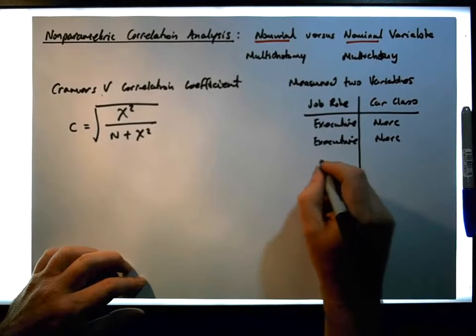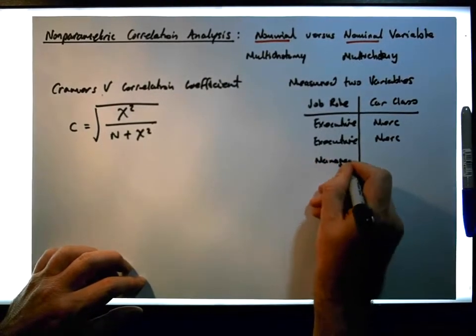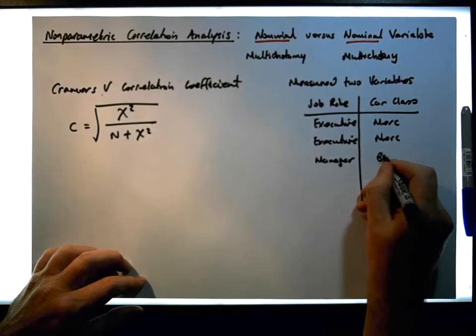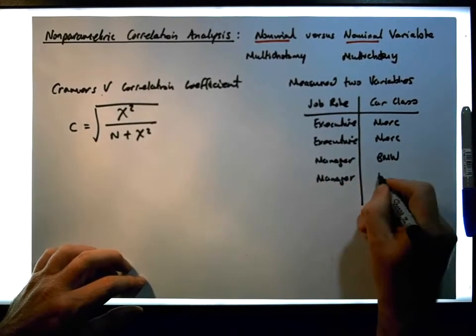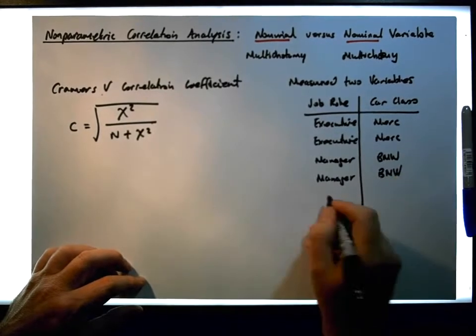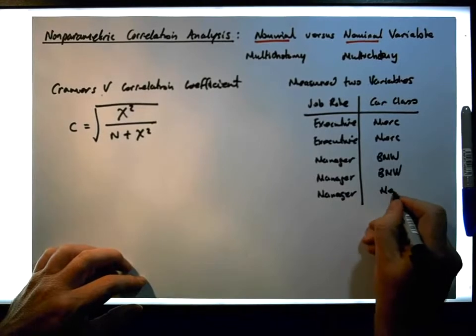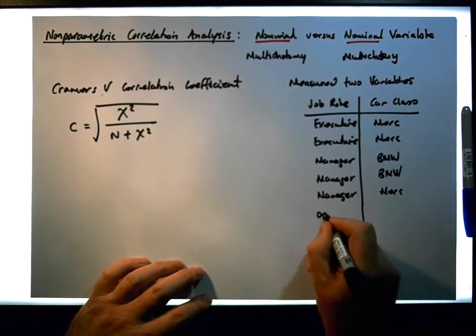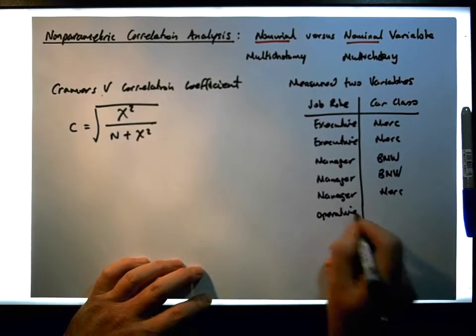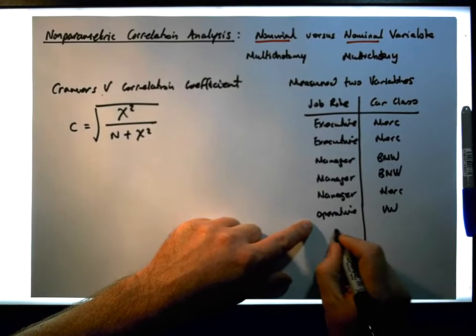Let's say the next person was a middle manager, let's just say manager, and they drove a BMW. The next person was a manager, and they also drove a BMW. The next person was a manager, and they drove a Merc. And let's say the next person was a floor operative, and they drove a Volkswagen. And so on and so forth.